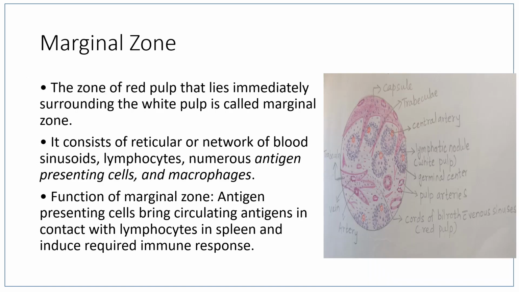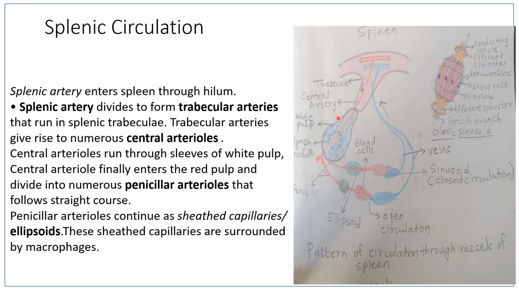Marginal zone of red pulp is the area that surrounds the white pulp, and it mainly consists of reticular fiber. There is network of blood sinusoids, lymphocytes, also antigen presenting cells are there. And function of marginal zone is antigen presenting cells bring circulating antigens in contact with the lymphocytes in spleen, and they induce immune response. Now we will see the splenic circulation.